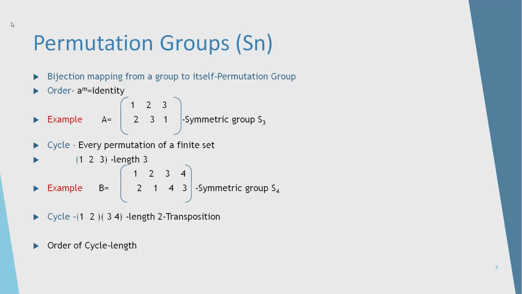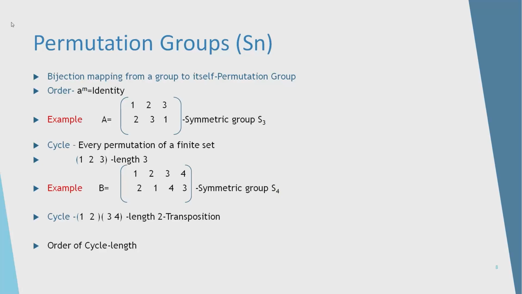The nature of S3 is a equals 1 goes to 2, 2 goes to 3, 3 goes to 1. There is a cycle between the elements. Here the cycle length is 3. This cycle is nothing but every permutation of a finite set forms a cycle. Here the cycle length is 3, therefore we call it a 3-cycle.